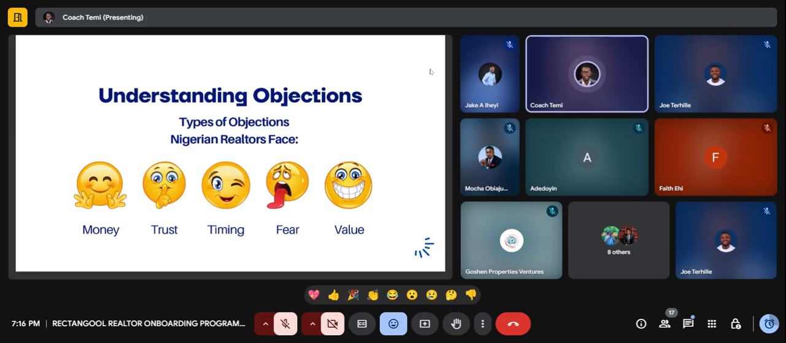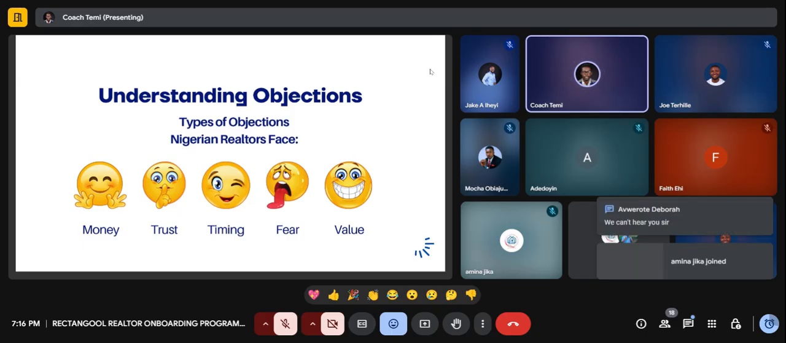All right, good. So I'm going to pick "it is too expensive" because it's directly related to money. Once somebody says, okay, how much is the property? You say it is just 5 million naira, and the person says, wow, it is too expensive. Now that is a money objection. And we need to know what category the objection falls into so that we can know exactly how to handle the objection. Now let's go to trust.